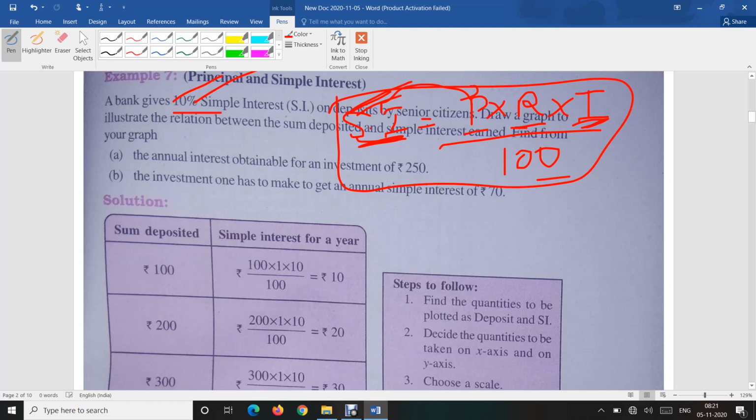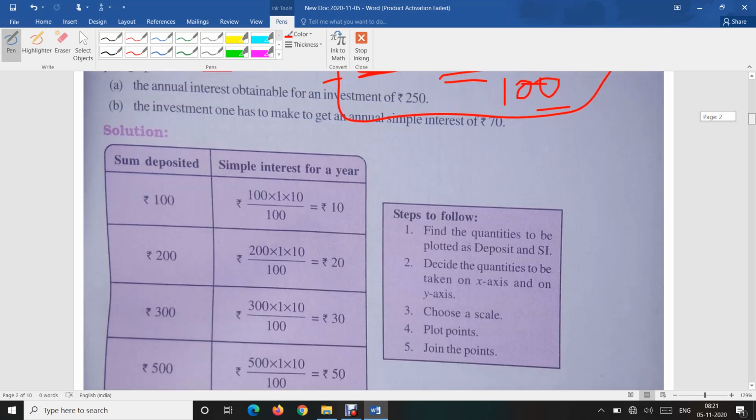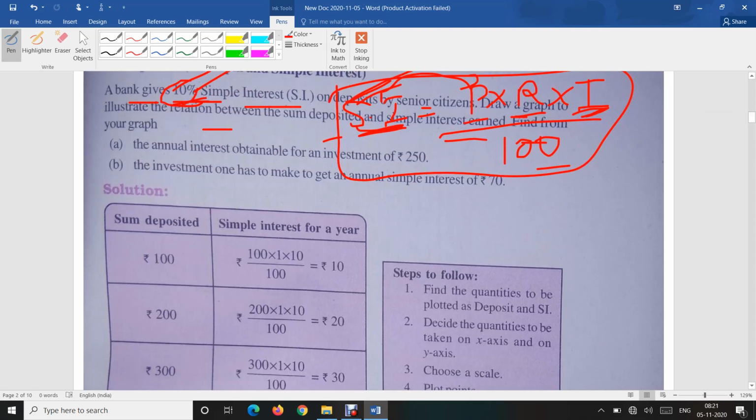See here, a bank gives 10% simple interest. That means this is the rate of interest on the amount deposited by our senior citizens. Draw a graph to illustrate the relation between the sum deposited and the simple interest earned. Find from your graph. Here you can see there is one more thing: the rate of interest is 10%, it will remain the same.